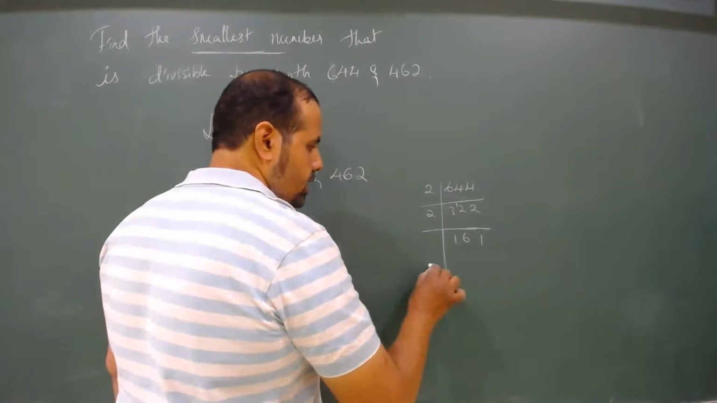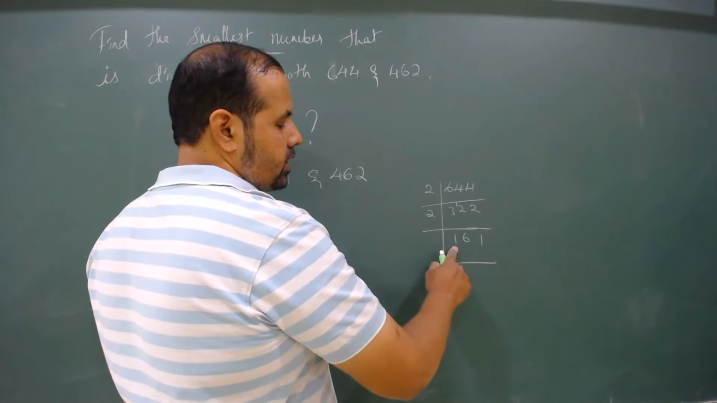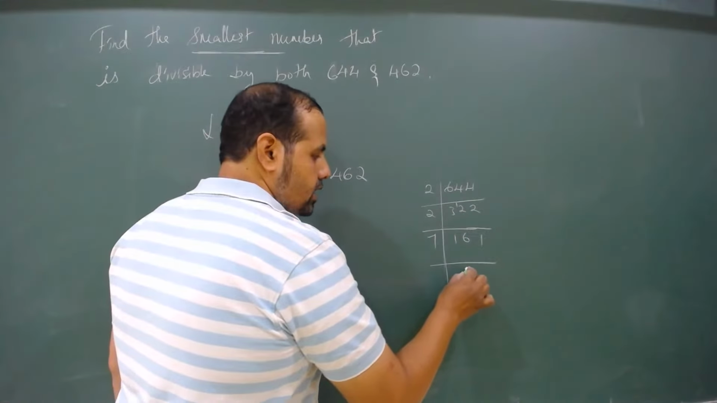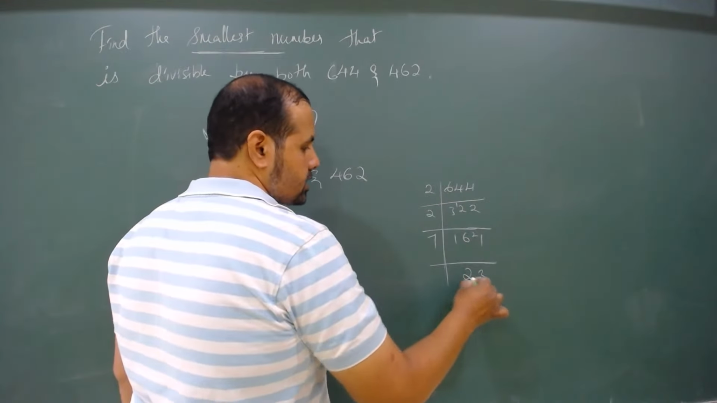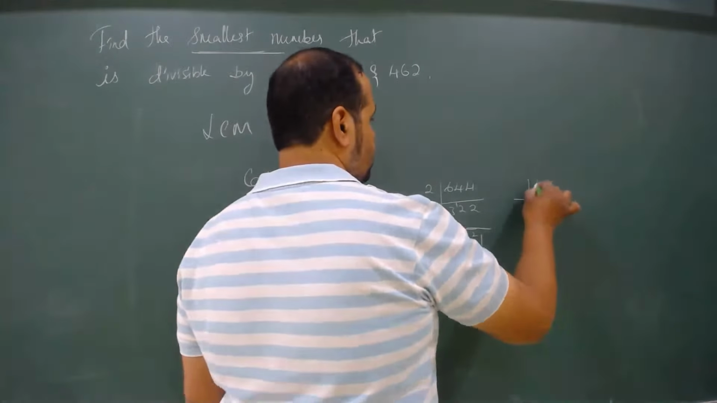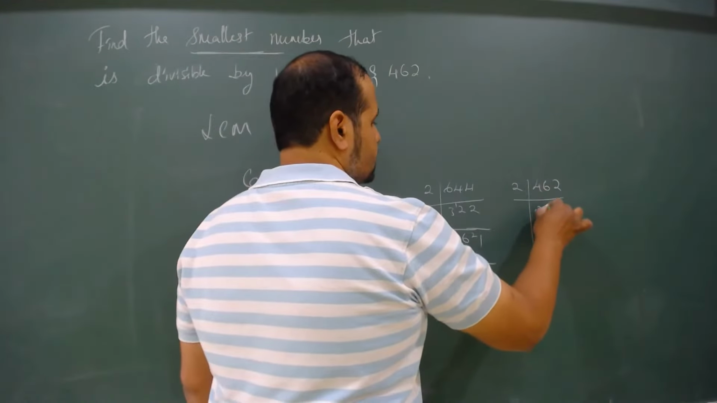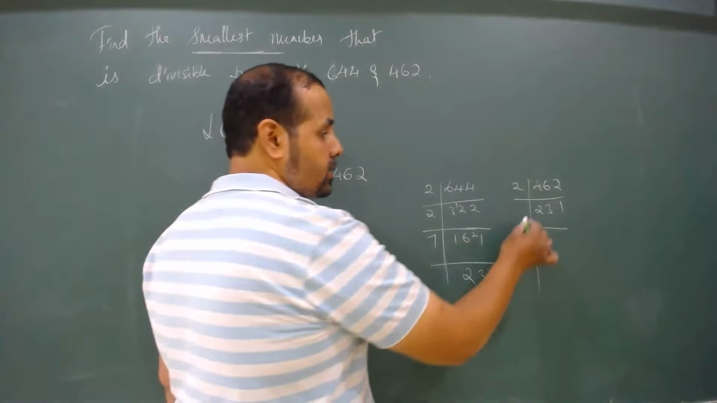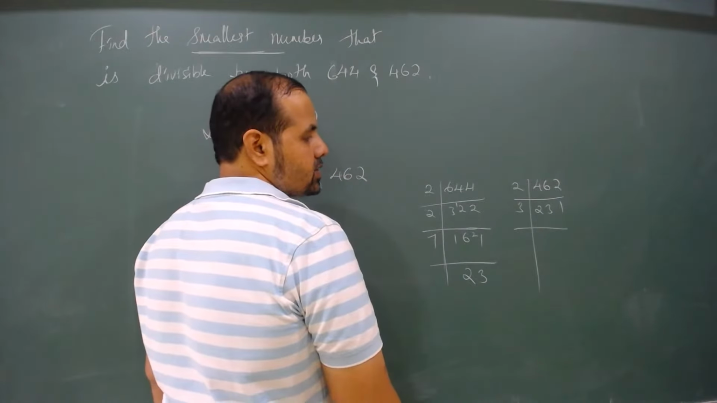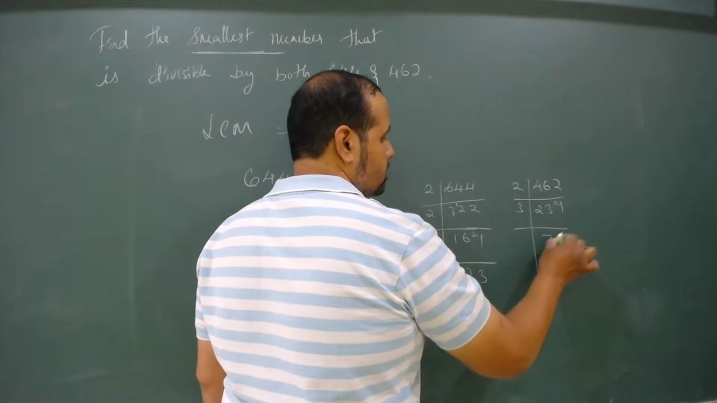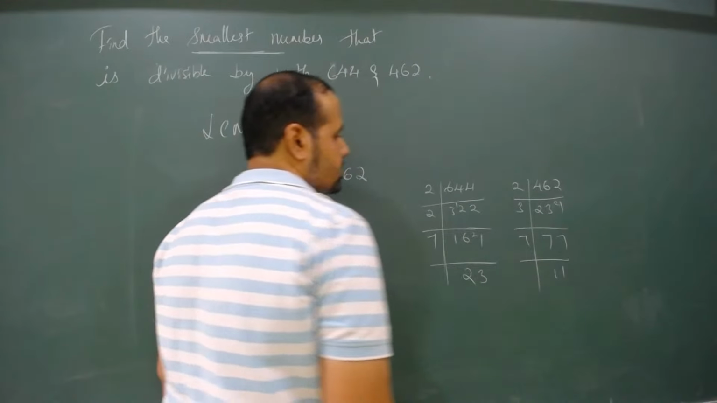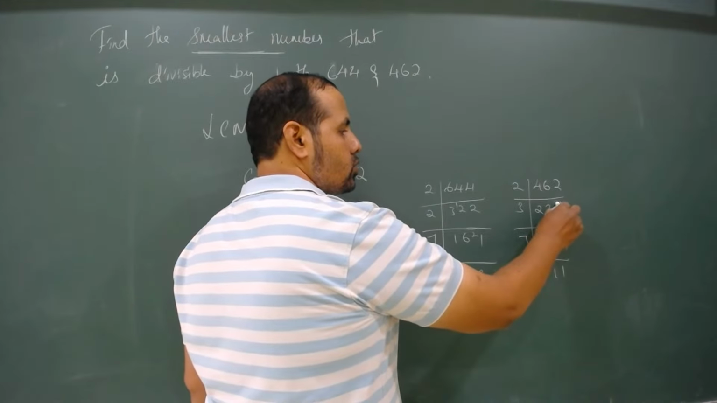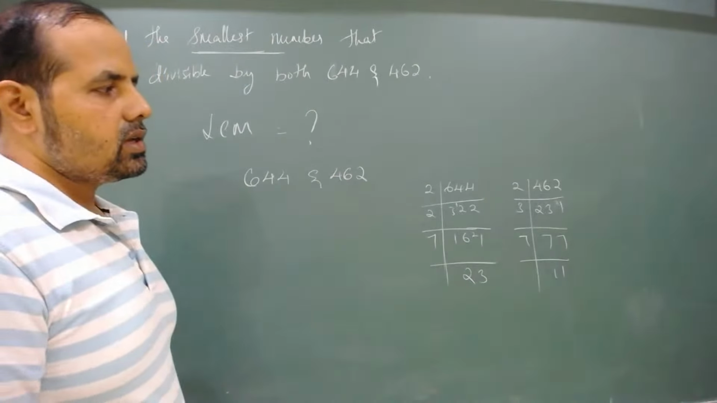It's not divisible by 3. Next number 5, not divisible by 5. Let us check with 7. 7 2s are 14, 7 3s are 21. Again, 462: 2 2s are 4, 2 plus 3 is 5, 5 plus 1 is 6, and 6 is divisible by 3. Therefore, 231 is divisible by 3. 3 7s are 21, so we have 77. 7 11s are 77.